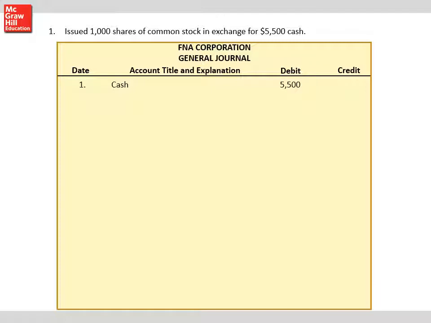Well, we would debit cash, or increase it on the debit side, and increase the common stock equity account for $5,500. Remember, common stock is a part of paid-in capital or contributed capital. Some books call it paid-in capital. That's where we keep track of the amounts the owners give the corporation when the corporation first sells stock.